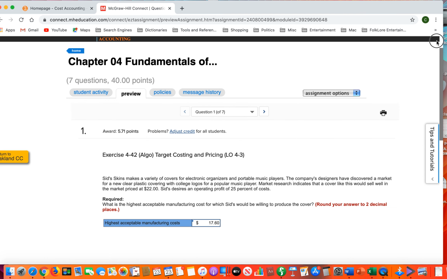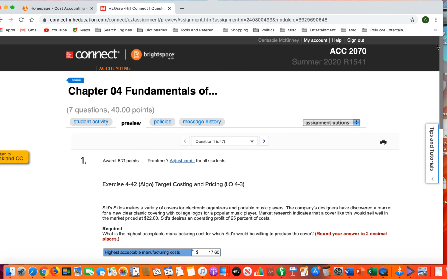Anyway, the first one, they're asking, and let's just show you a problem here. And let me go through my work here. So, yes, forgive me for delaying and seeming like I'm scrambling. But for this one, they have a new cover that they can sell for $22. They want the operating profit to be 25% of the cost. Not 25% of the market price, but 25% of the cost. So this is an algebra problem, folks. That's what it is. It's an algebra problem.